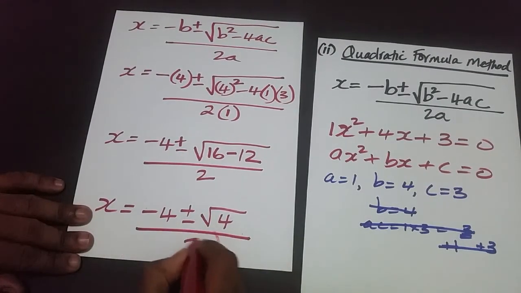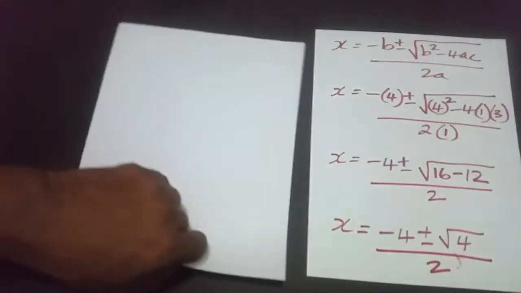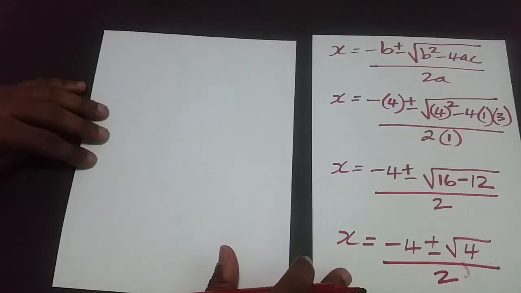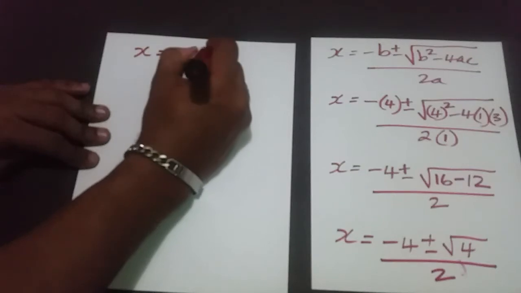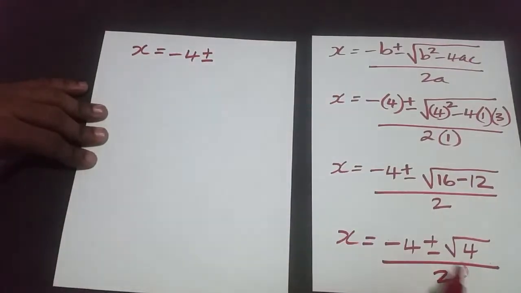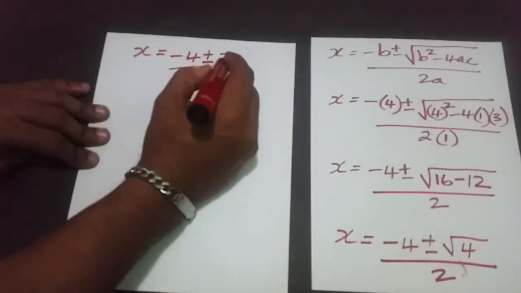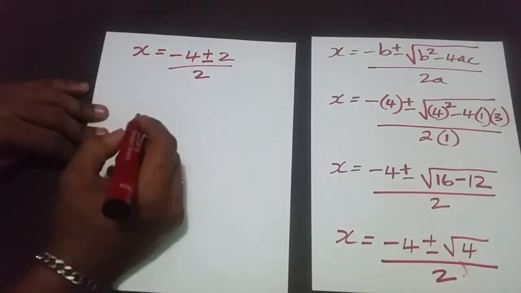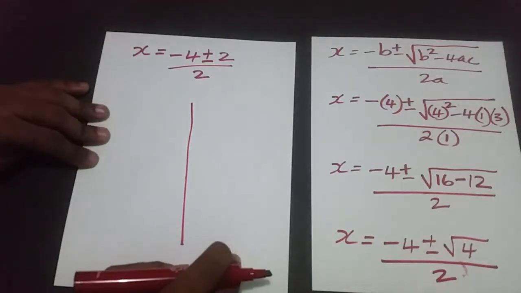So it's all over 2, and we get into the final part of the solution. Very, very straightforward and very simple. Now, from here, x is equal to minus 4 plus and minus. Remember I said that the plus and minus is what's going to give us the 2 answers, and you're going to see that shortly. The square root of 4 is 2, all over 2. Very nice.